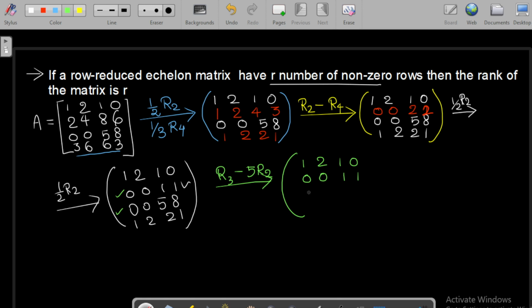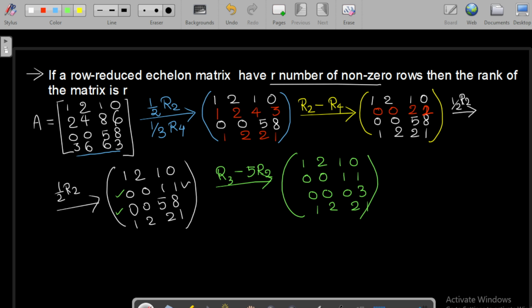Now if I subtract 5 times the second row from the third row, the third row changes and becomes 0 0 0 3. The last row remains unchanged, 1 2 2 1.